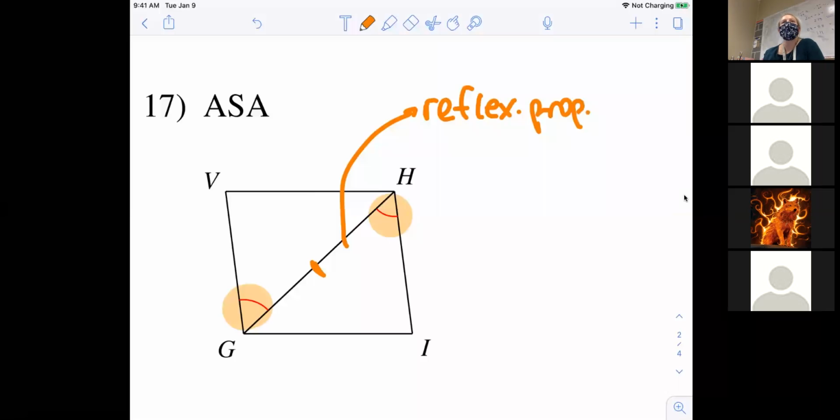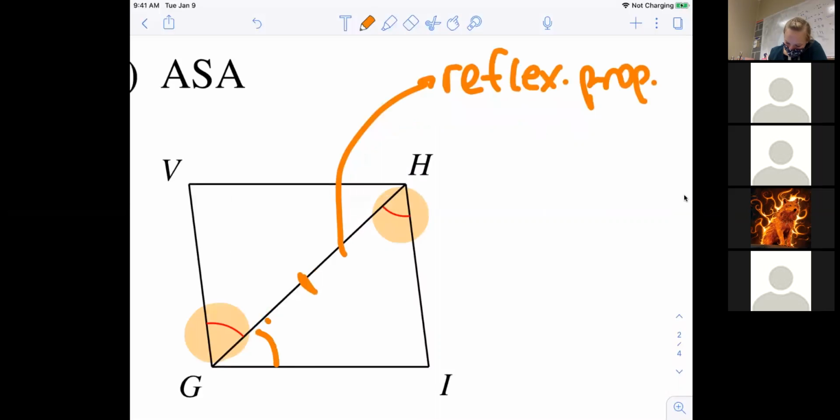So now I've got angle, side, and now I want the angle to be with that included side. Which angles am I looking at? Does anyone know? Caleb? I'm looking at these at H and G, right?